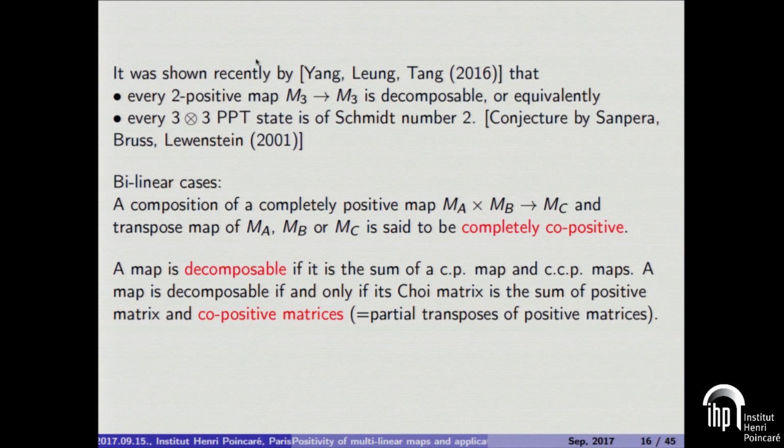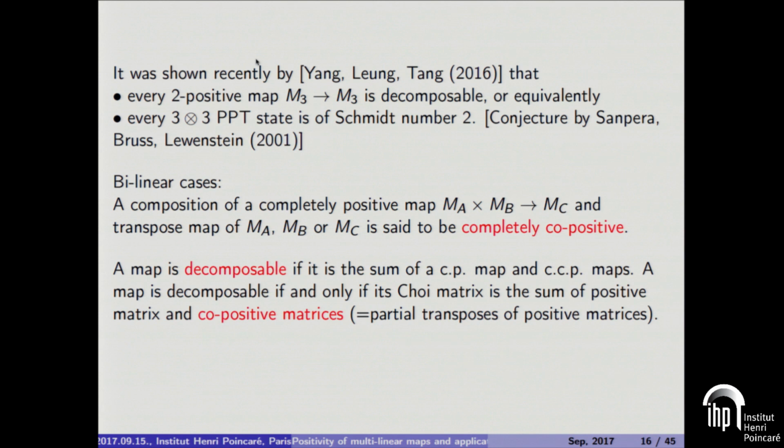Okay, so I would like to give some questions which are motivated by the multilinear cases. By definition, decomposability and two-positivity have no logical relations. But very recently, it was shown that every two-positive linear map between 3 by 3 matrices must be decomposable. The dual statement is that every 3 by 3 PPT state must be of Schmidt number 2. The Schmidt number 2 is nothing but just the dual object of two-positivity. So actually this was already conjectured by quantum physicists.